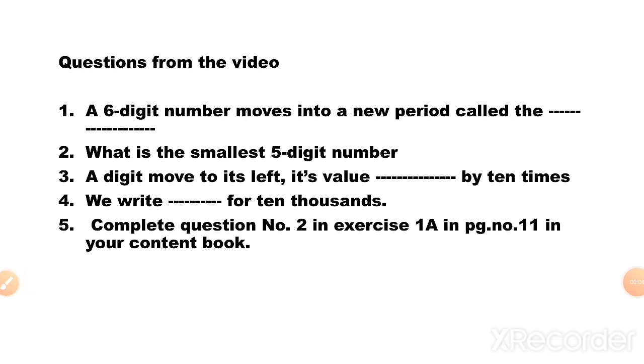Okay children, here are a few questions from the video. Question number 1, a 6-digit number moves into a new period called the dash. 2, what is the smallest 5-digit number? Question number 3, a digit moved to its left, its value dash by 10 times. Question number 4, we write dash for 10,000. Question number 5, complete question number 2 in exercise 1A in page number 11 in your content book.